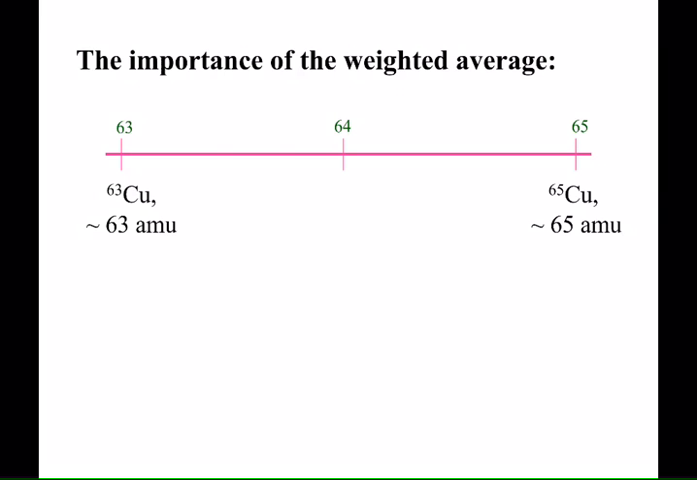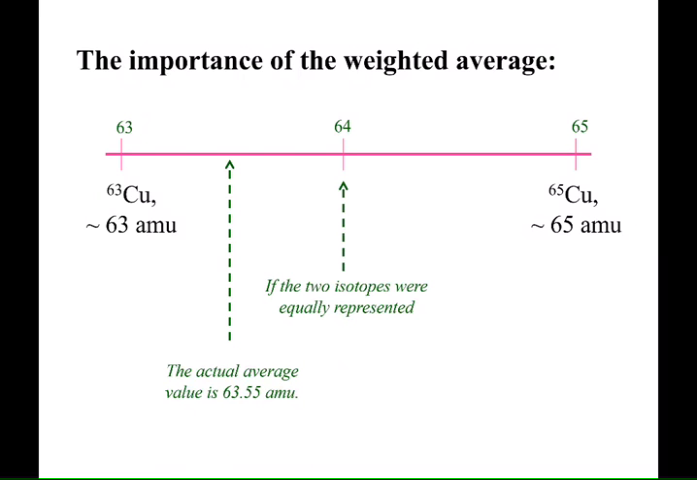If we look at the two isotopes, copper 63 and copper 65, if you split the difference, it looks like copper 64. If they were in the same abundance, it would weigh 64 AMUs. But instead, what we came up with was 63.55, our weighted average, because the lighter isotope is more abundant than the heavier isotope.